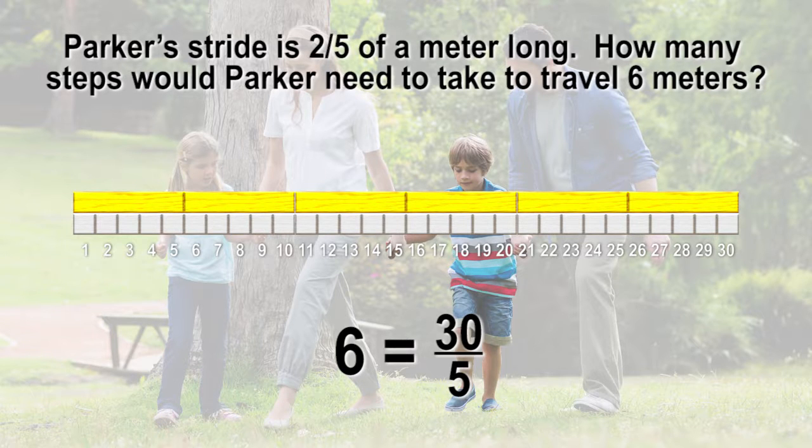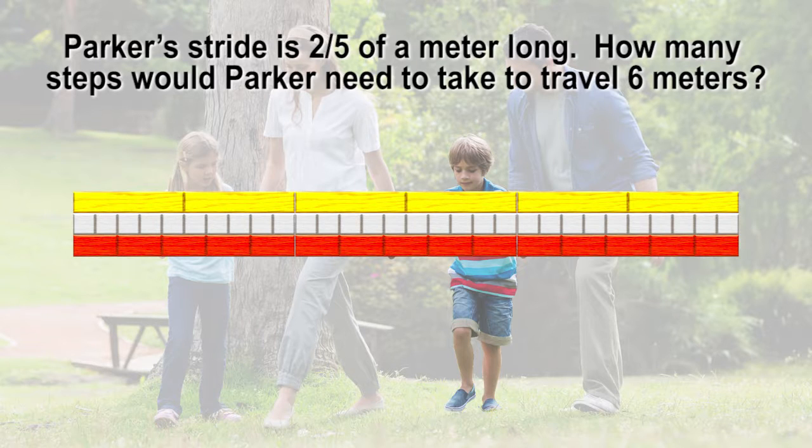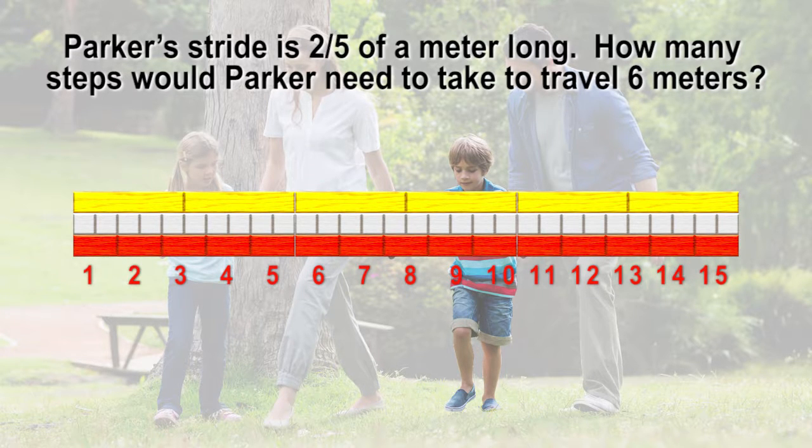But wait, Parker's stride is 2/5 of a meter. Let's line up a red rod for every 2 white rods. The red rod represents the length of one of Parker's steps. The white rods are there to help show the relationship between the red and yellow rods. The number of red rods will be the answer to how many 2/5 are in 6 whole meters. 15 red rods is equal to 6 yellow rods. If Parker's stride is 2/5 of a meter, he will take 15 strides to walk 6 meters.